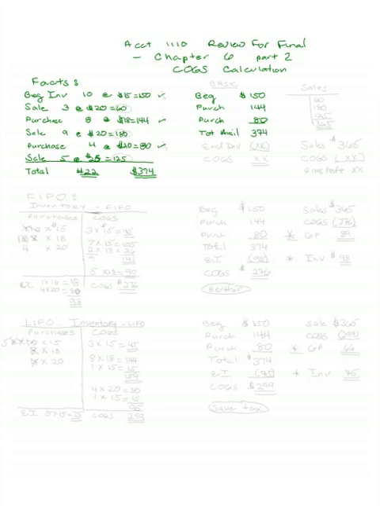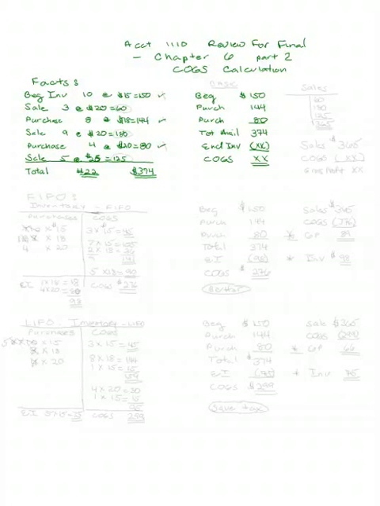What I'm trying to do is say how much of that is in ending inventory, how much do I still have on hand, and then the difference will have gone into cost of goods sold. So our objective is to figure out what's ending inventory, and if you take your total available and subtract what's in ending inventory, it will leave you with cost of goods sold.